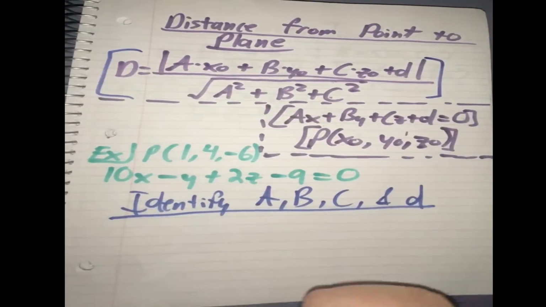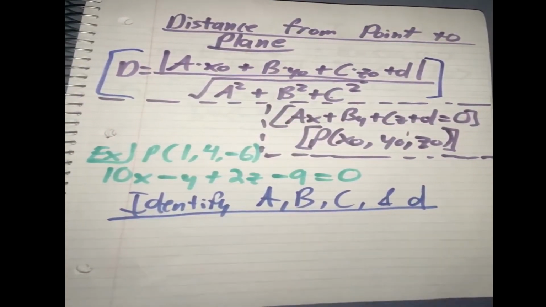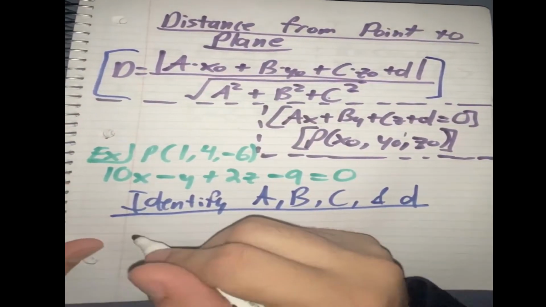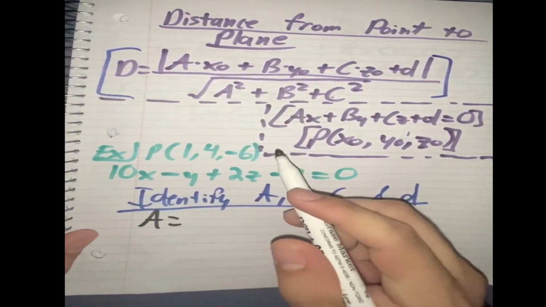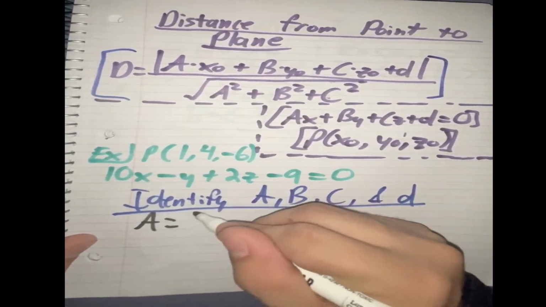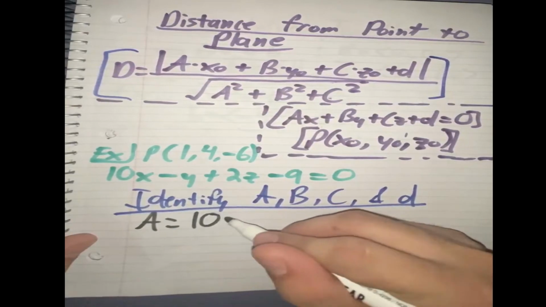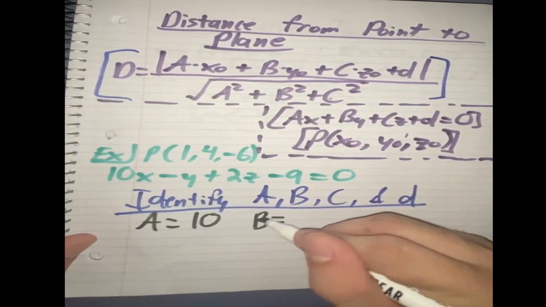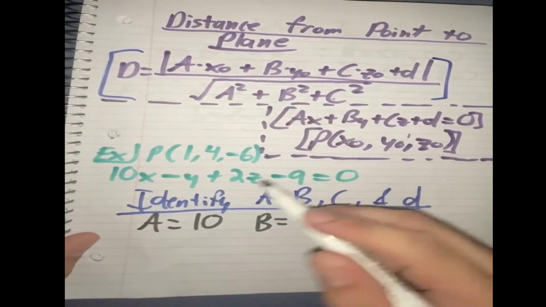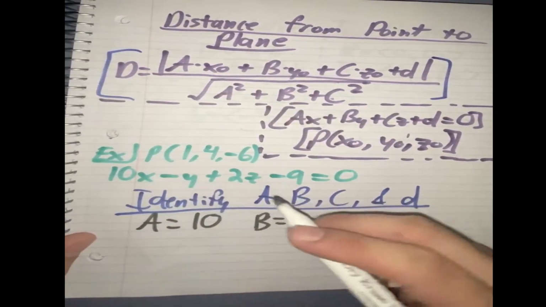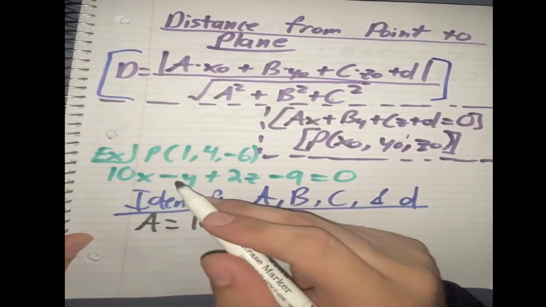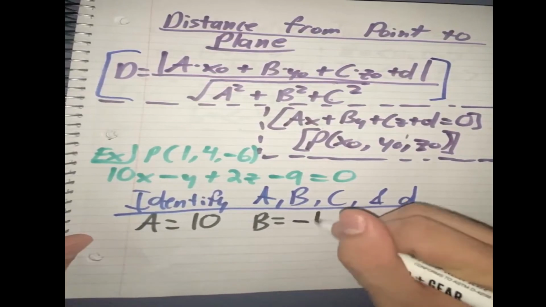So without further ado, we're going to go ahead and identify these 4 variables. So a is whatever is on your x. So in this case, a is equal to 10. B is whatever is on your y. So in this case, b is equal to minus 1. Keep track of the negative sign as well.